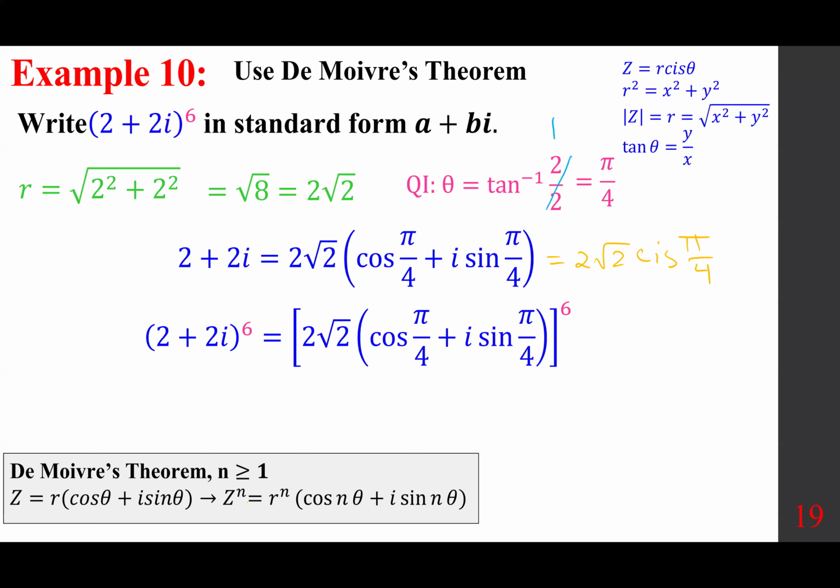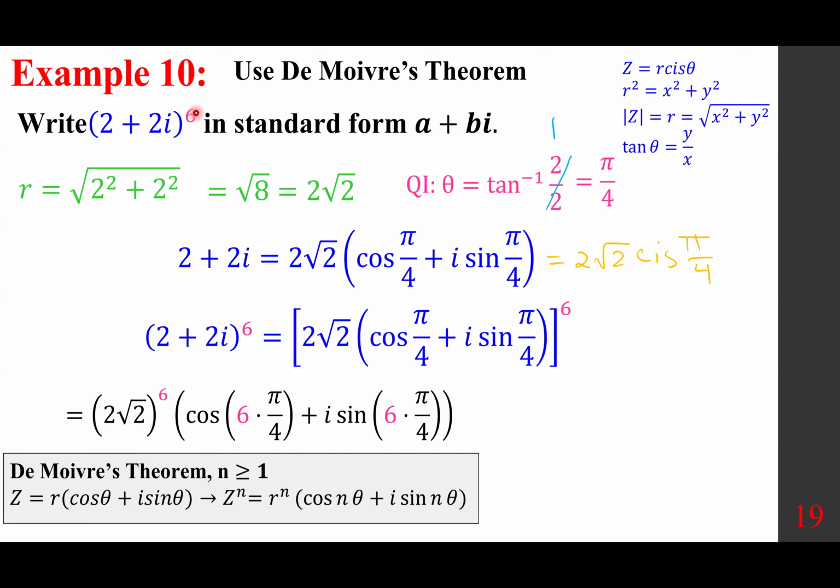So according to this, we're going to raise r, that means 2 square root of 2 to the power of 6, and then we're going to multiply the theta, pi over 4, by 6, because we are raising it to the power of 6. So let's see what happens here.